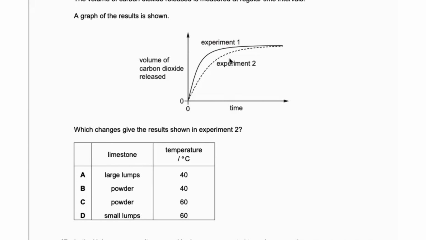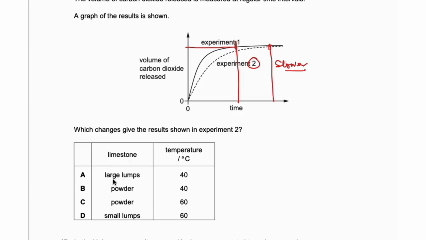The time taken to reach the maximum height is more than in experiment 1. Means in experiment 1, the maximum height is reached here, but in experiment 2 it is reached here. So the time taken is different, it is more. So it means that experiment 2 is slower than experiment 1. So which changes give the result shown in experiment 2?